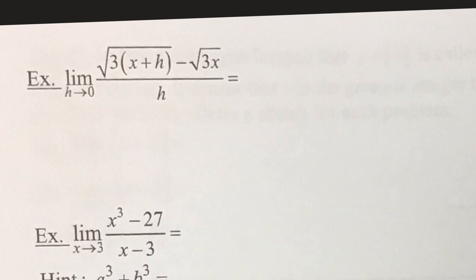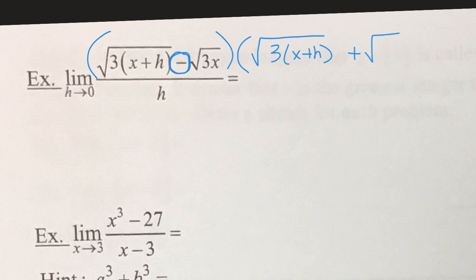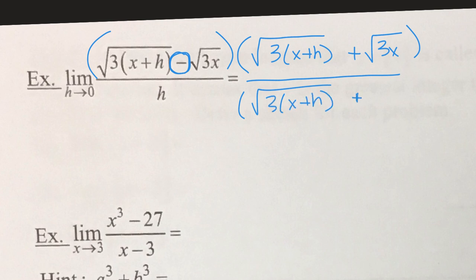With square roots, the strategy was to multiply by the conjugate, and all we do is change this sign. So we're going to multiply top and bottom by square root of 3x plus h plus the square root of 3x, divided by that same thing. All we're changing is the minus sign in your original numerator to be a plus sign.